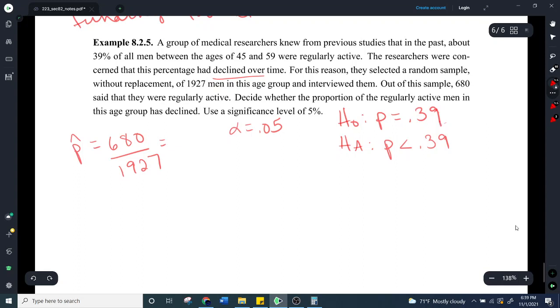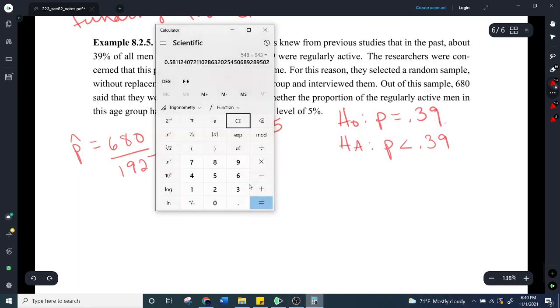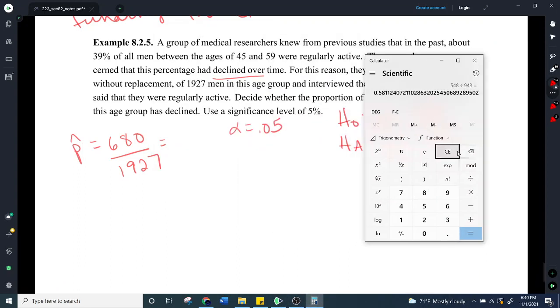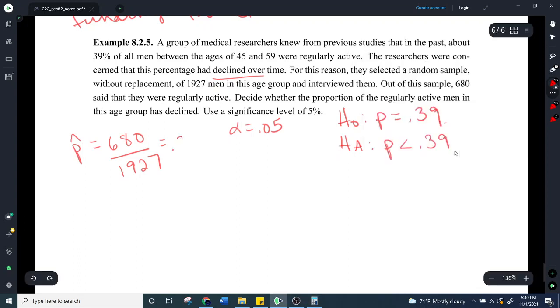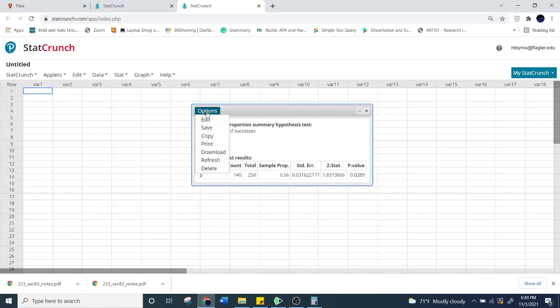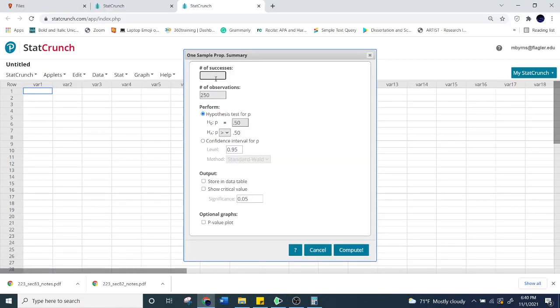So let's compute my P hat value. My P hat value is 680 divided by 1927. And actually, I'm going to put this in StatCrunch, so it's about 35%. But StatCrunch is going to do the work for me here. So let's go to StatCrunch and let's put in our information. I'm going to go to Options, Edit here, and we'll just start over with a new sample.